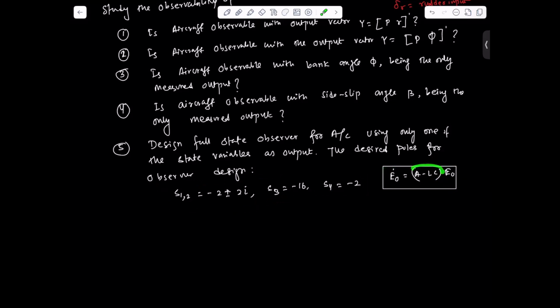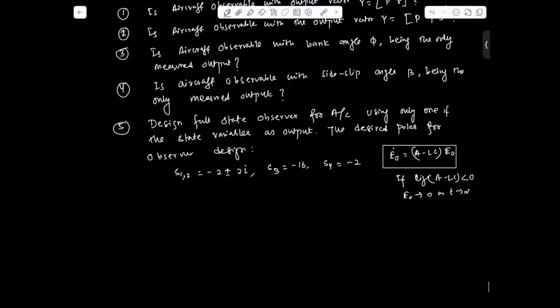If all the eigenvalues of the matrix A minus LC are negative, then e naught goes to 0 as t tends to infinity. So this is the main motivation for designing the observer. Now we'll go on to solve the problem, step by step.